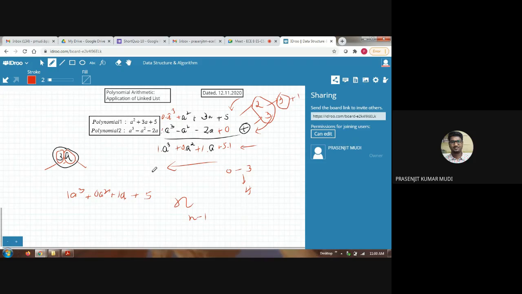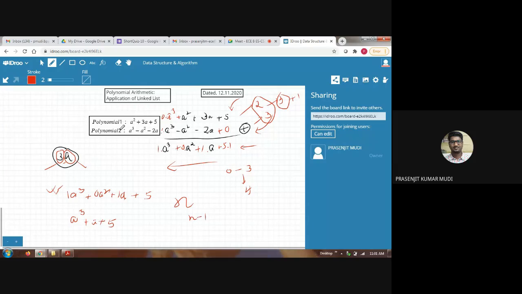And then you can also further modify your program so that it will be displayed only in this manner: a cube plus a plus 5. That is a different issue. That is not our motive as of now. You can do it later also, but if we can display up to this, that is enough.